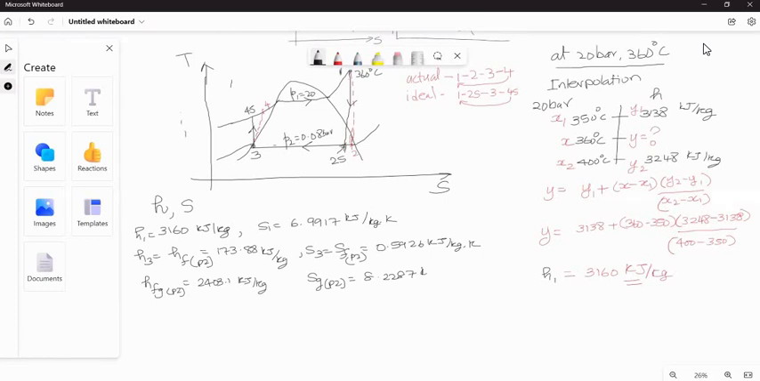All readings are from the table. Only for the interpolation we get these two values, H1 and S1. Directly you cannot read them from the table, so you have to go for the interpolation. If it is, say, 20 bar, 350 degrees centigrade, you can read directly. Otherwise you have to go for the interpolation, right?